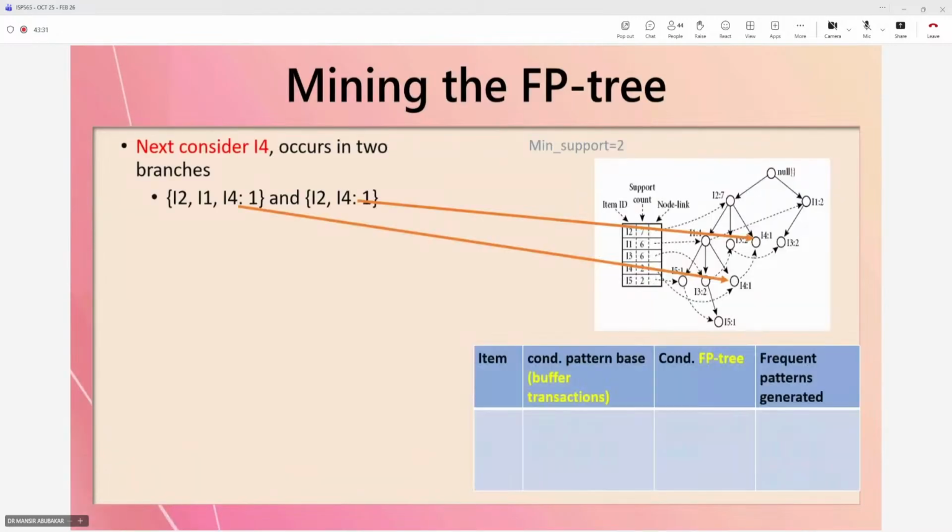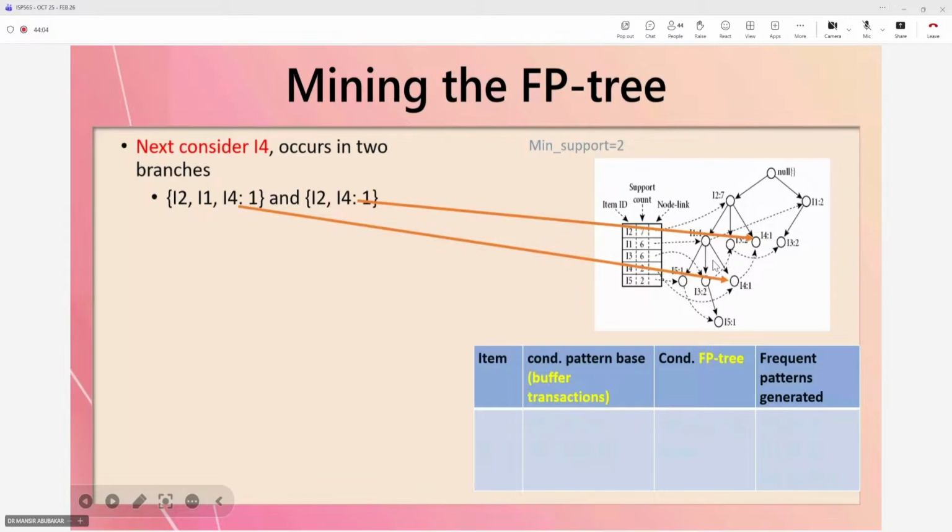So next, we consider the I4, since we are done with the I5. At which path do we have the I4? We have 2 branches, I2, I1, and I1. Then the next one, we have I2 to I4. You have 1 count also. So I2, I1, I4, we have 1 count.